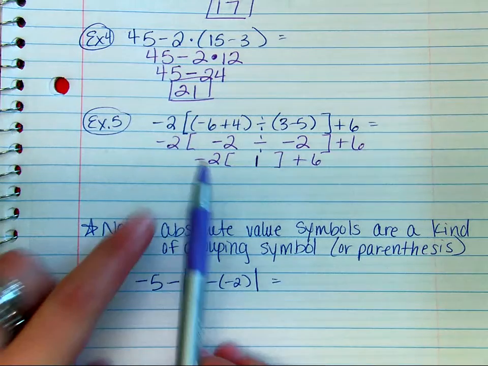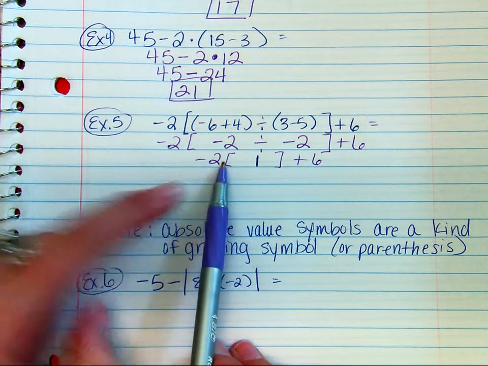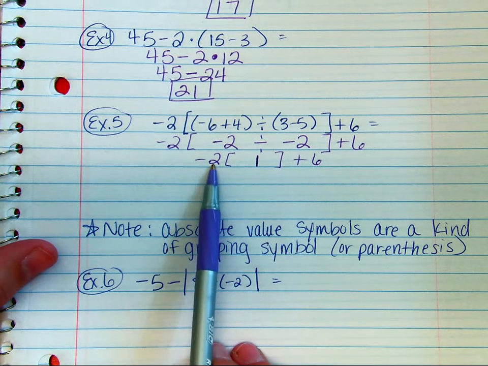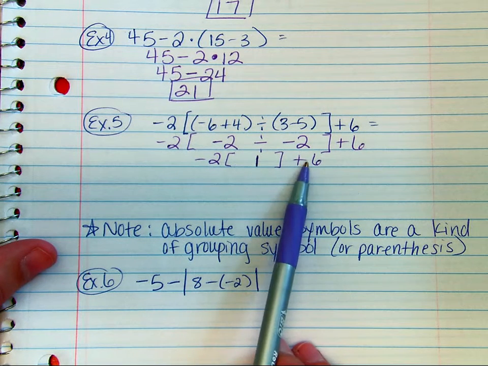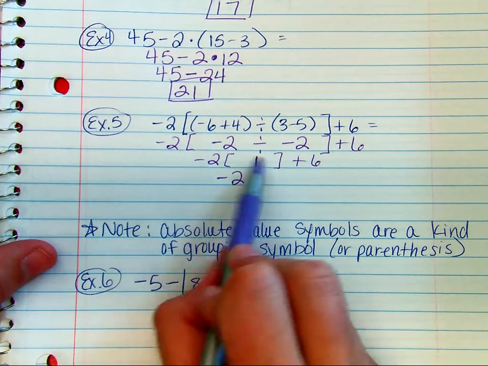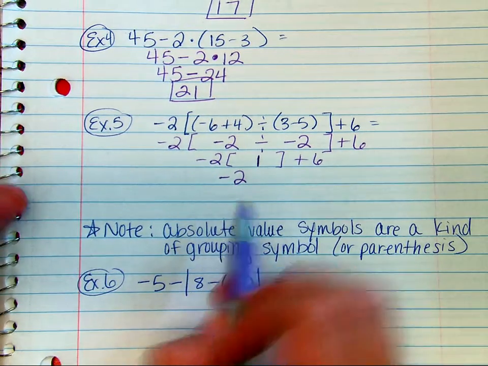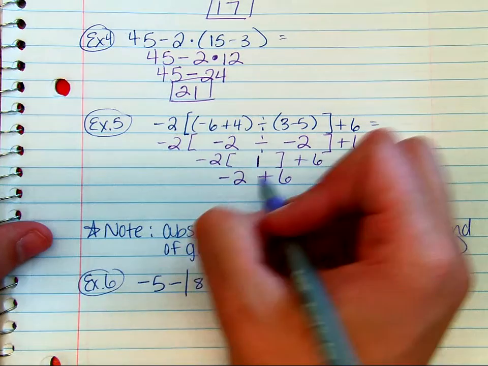Bring everything down. Like we said, if there's a number outside of grouping symbols with no operation in between, that means to multiply. So this is negative 2 times 1 plus 6. Between multiplication and addition, I always do multiplication first. So negative 2 times 1 is just negative 2. Bring down your plus 6. Negative 2 plus 6 is a positive 4.